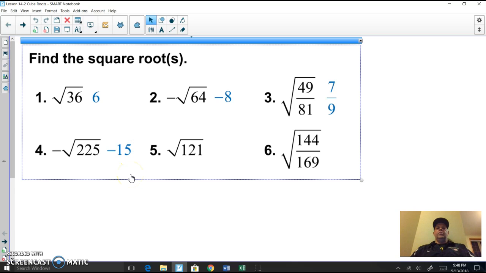The square root of 121 is 11. And again, with the fraction, we have the square root of 144, which is 12. The square root of 169, which is 13.